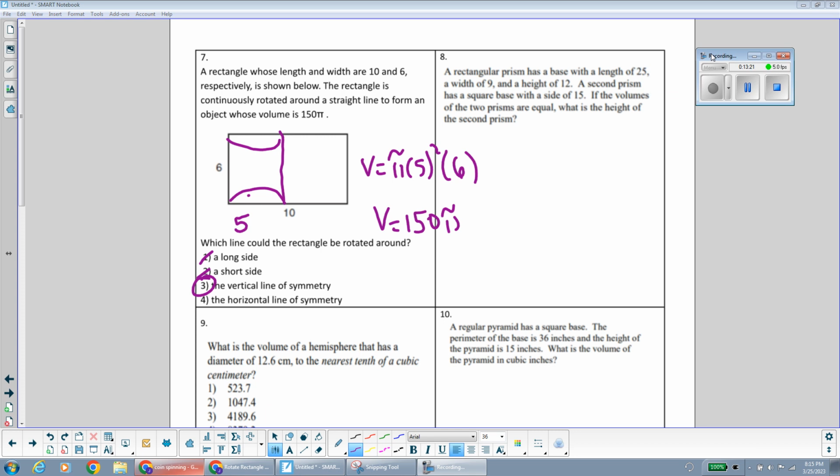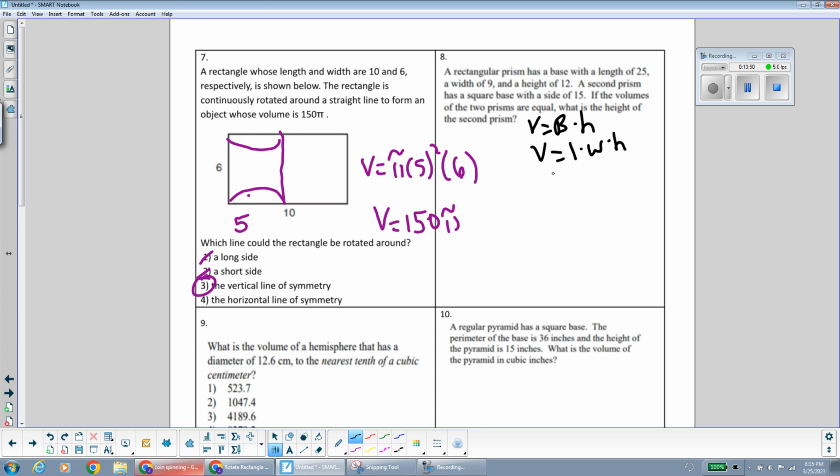In the next example, we're talking about a rectangular prism and a prism with a square base, so 2 different prisms. We're told that the volumes of the 2 prisms are equal, and we're looking for the height of the second prism. For the rectangular prism, I know that for any prism, our formula is area of the base times the height. For a rectangle, the area of the base is length times width, times height.